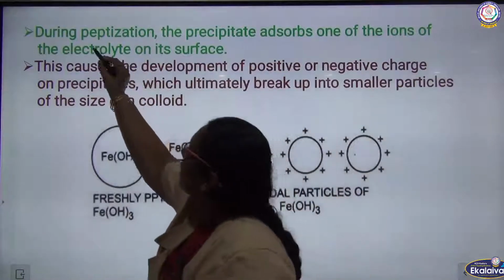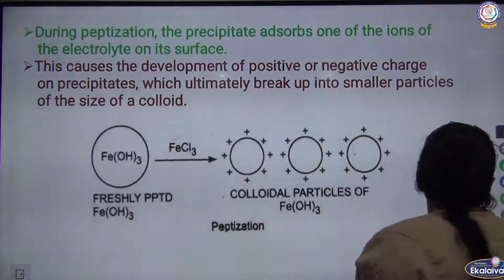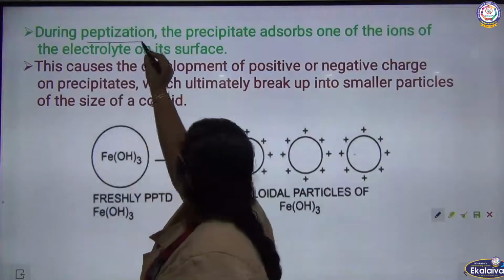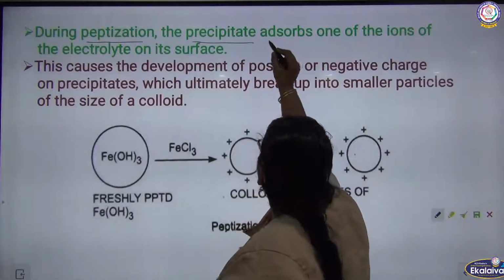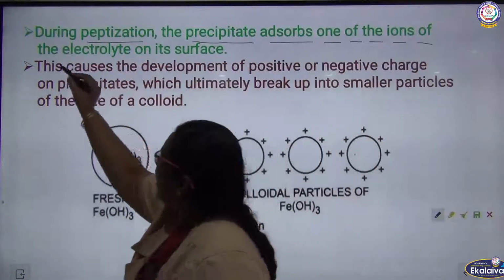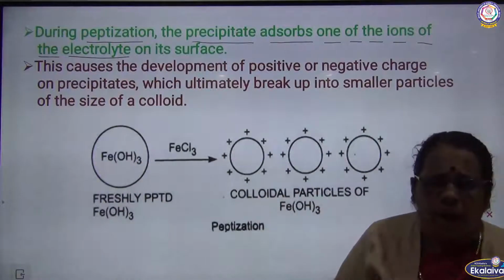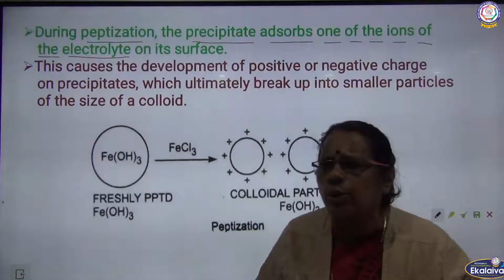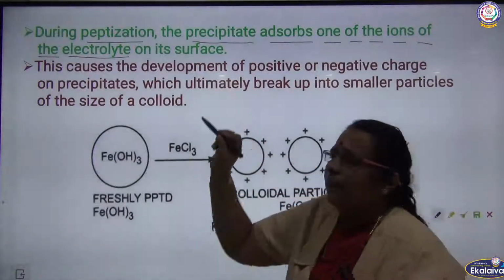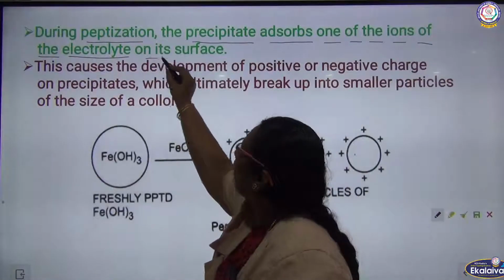During peptization, what are we going to do? We are going to convert a precipitate into a colloid. So during peptization, what is happening? The precipitate adsorbs one of the ions of the electrolyte. We are adding the electrolyte to convert the precipitate into a colloid. When you add the electrolyte to the precipitate, what does the precipitate do? The precipitate adsorbs one of the ions of the electrolyte on its surface.